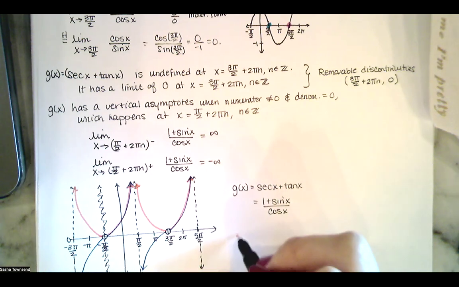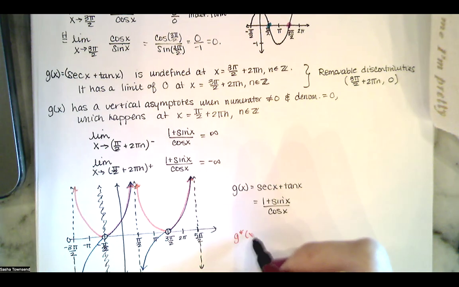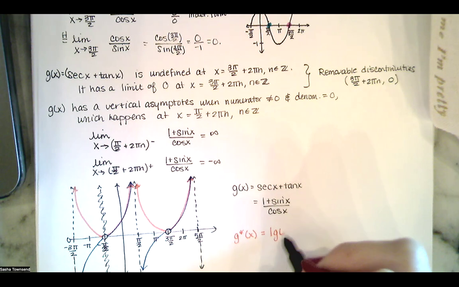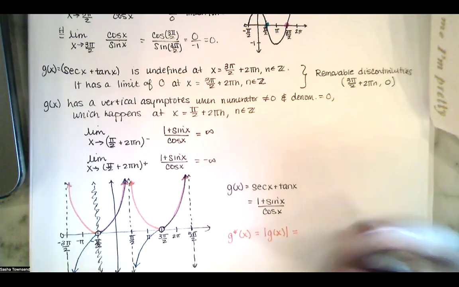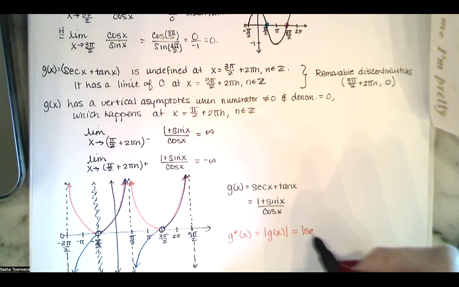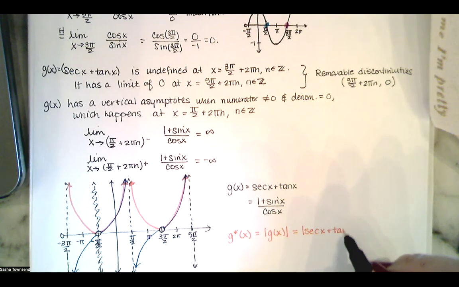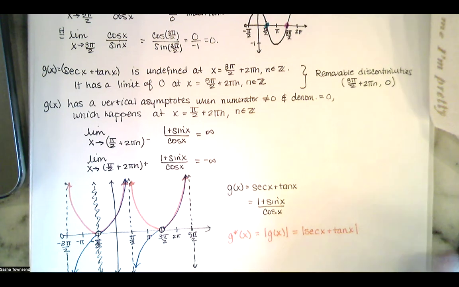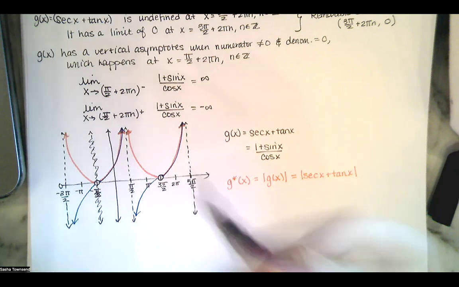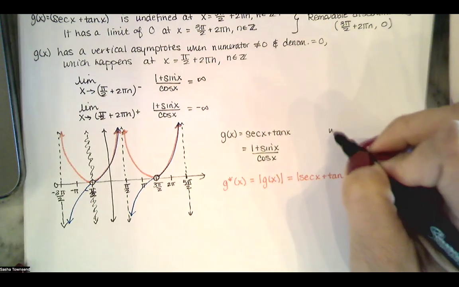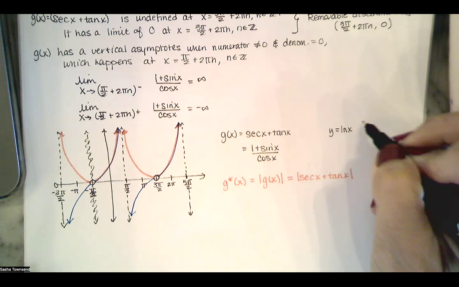So this is, I'm just going to call this g star of x. This is the absolute value of g of x. And then we're going to take the logarithm of this. Now, in order to think about what the graph of the logarithm of that should look like, it's helpful to look at the graph of just natural log of x in general.